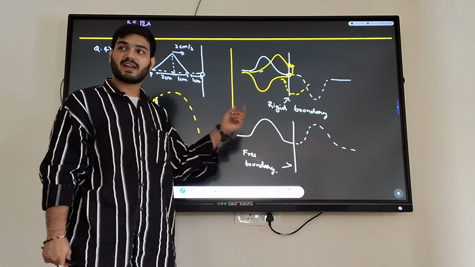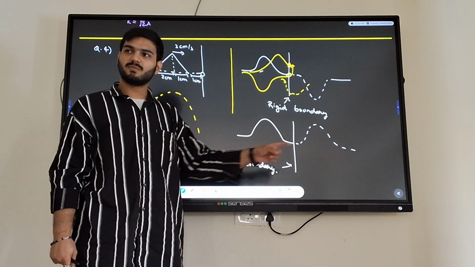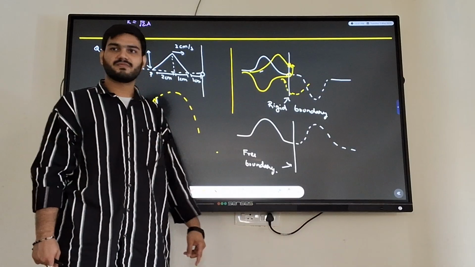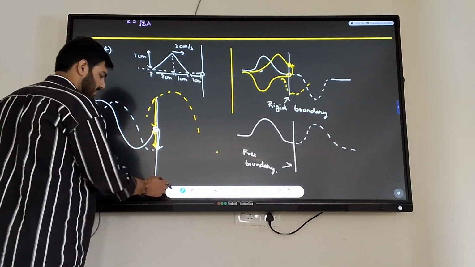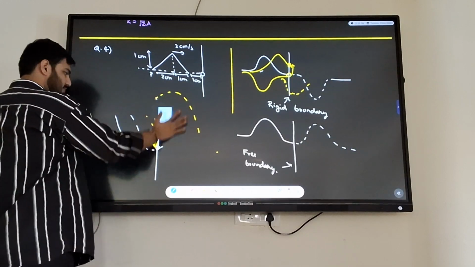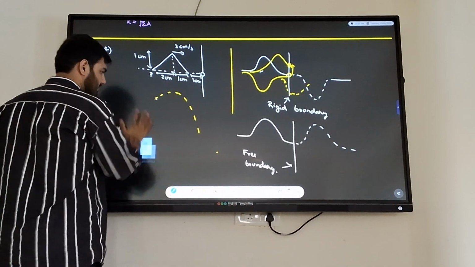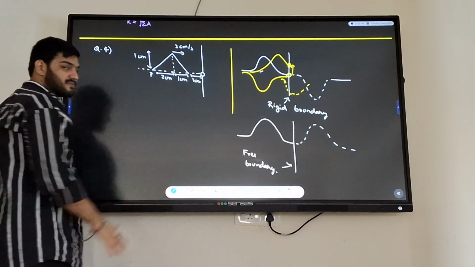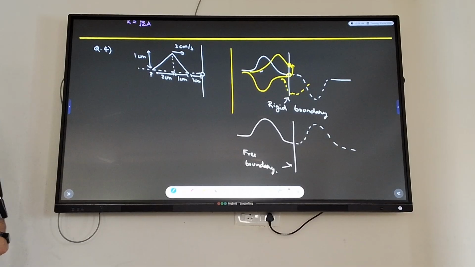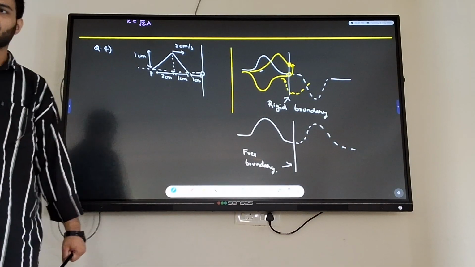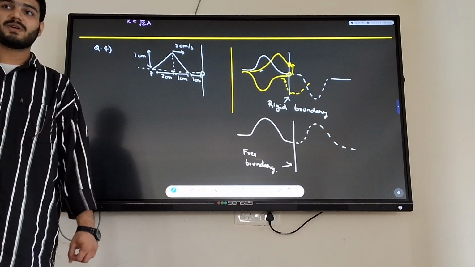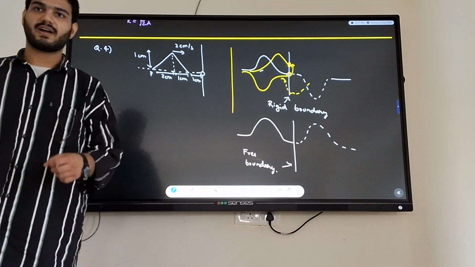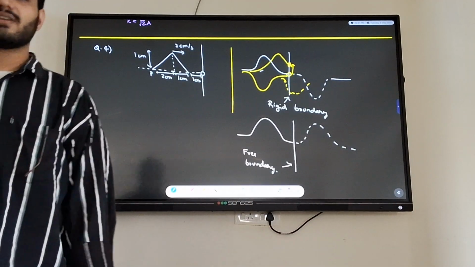And then what should the final wave look like? It should be a superposition of these two. Do you understand? Try to do it. Try to make the diagrams at different time intervals. At 0.5 seconds, what should the diagram look like? At 1 second, what should the diagram look like? And then try to make the resultant at 1.5 and 2 seconds, and try to make all the diagrams.